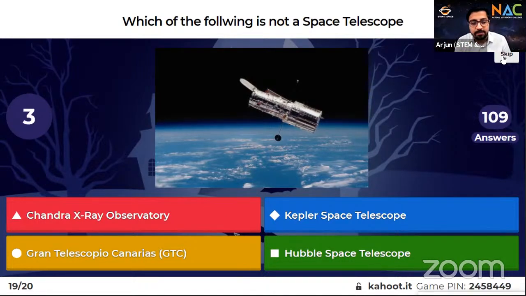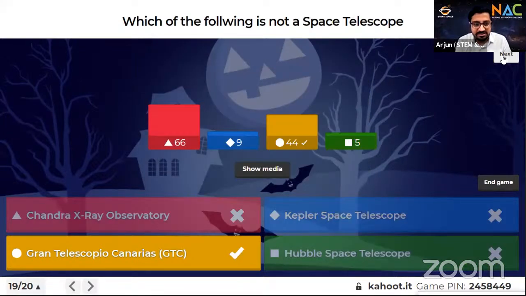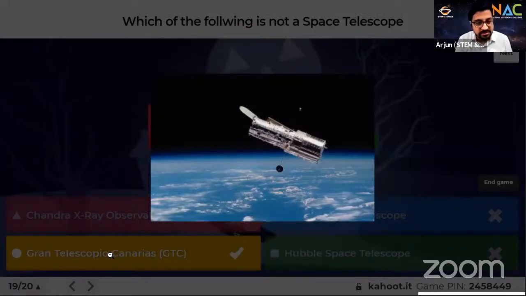Is it Chandra? Is it Kepler? Is it Grand Telescope of Canarias? Or is it Hubble Space Telescope? Yes, it is Grand Telescope of Canarias. You see, all the other three, Hubble, Kepler, and Chandra, are actually telescopes beyond the Earth, in Earth orbit, which is why they are space telescopes, as you can see in the picture over here. Whereas the Grand Telescope of Canarias, also called GranTeCan or GTC, is the largest telescope on Earth currently. It is in the Canary Islands, Spain.